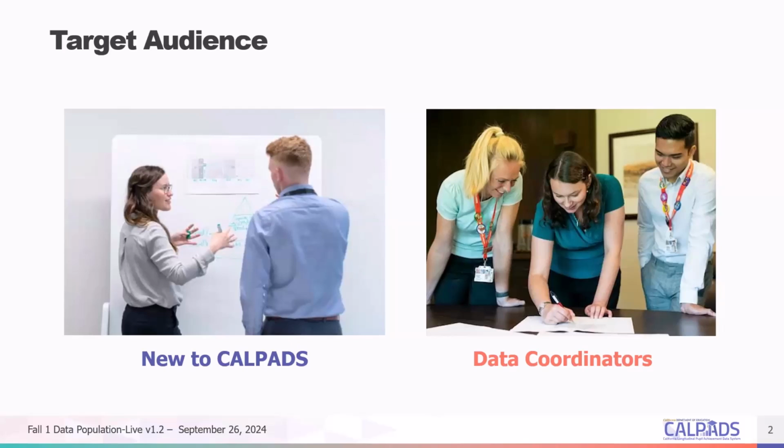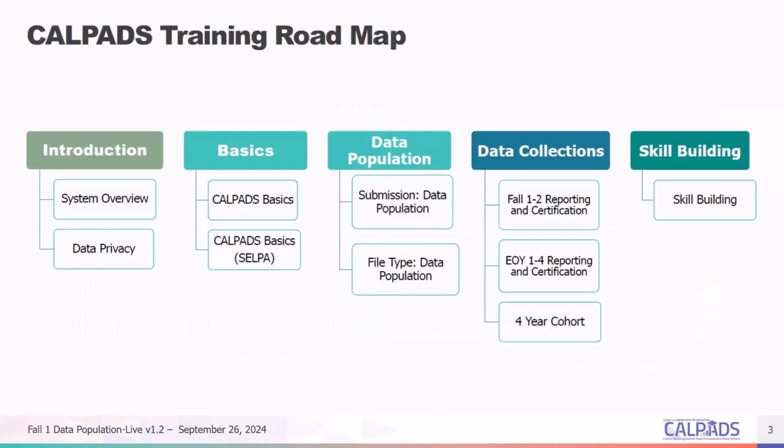If you're new to CalPads, we strongly recommend that you attend the Fall 1 reporting and certification training, or that you have attended the Fall 1 reporting and certification training, to gain an understanding of Fall 1 certification reports and the certification process. This slide contains the CSIS CalPads training roadmap, the training model here at CSIS. The CSIS training model was designed to be segmented to provide organization of specific topics and concise delivery. We aim to provide focused trainings with relevant information and instruction.